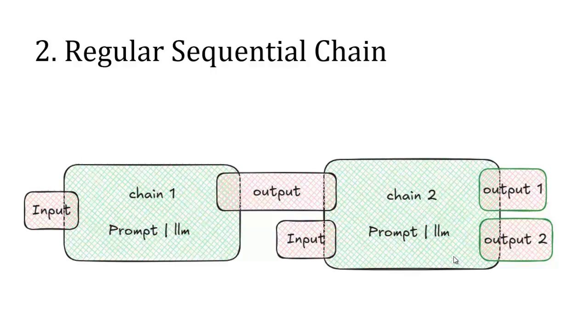This is useful when your workflow needs multiple inputs or when different results are required at the end that you can see here. So in this flow, chain 1 has its own prompt and its own LLM. Same for chain 2. Chain 2 also has its own prompt and its own LLM. But chain 2 can receive both the output from chain 1 that you can see here and additional input provided directly by the user. At the end, chain 2 can generate multiple outputs depending on what the workflow needs. Let's implement this chain, regular sequential chain. It is also called as sequential chain.